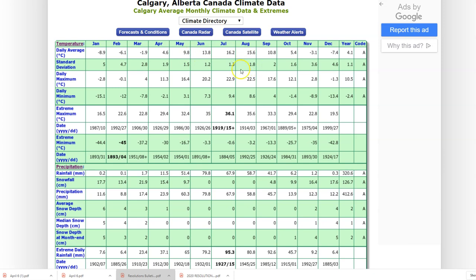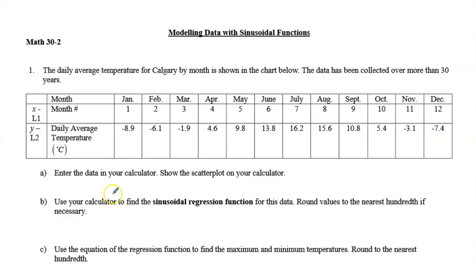Anyway, so that's the data that we're going to use, and we're going to put it into our calculator. We're going to run a regression. So these are the X values, which are the month number, right? So January is month 1, February is month 2, etc. And the Y values, which are in L2, are the daily average temperature. So we're going to put this into our calculator, and we're going to show a scatter plot of the data.